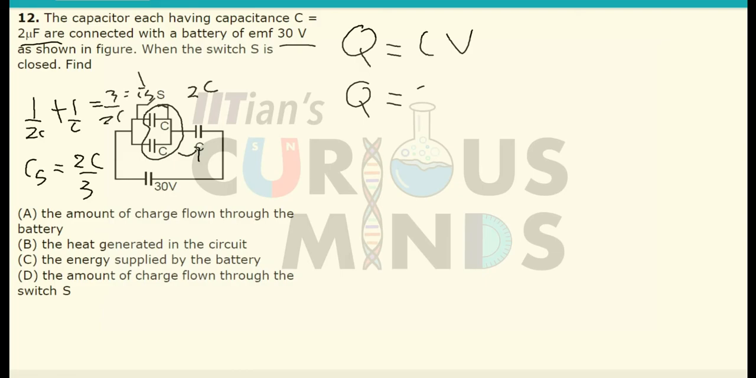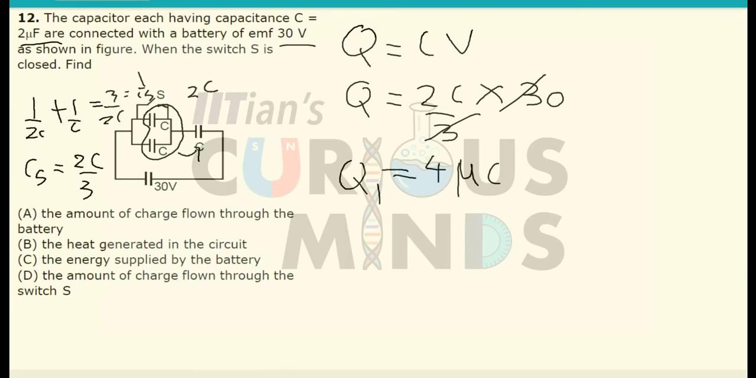So C_S will be equal to 2C divided by 3, and the charge will be equal to 2C divided by 3 into the total potential. Total potential is equal to 30, which remains constant. Now the capacitance is given as 2 microfarad, so Q will be equal to 3 and 3 will get cancelled out. It will be equal to 40 microcoulomb. This is the total charge in the circuit initially.